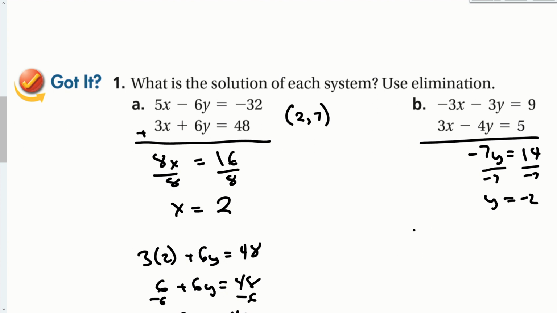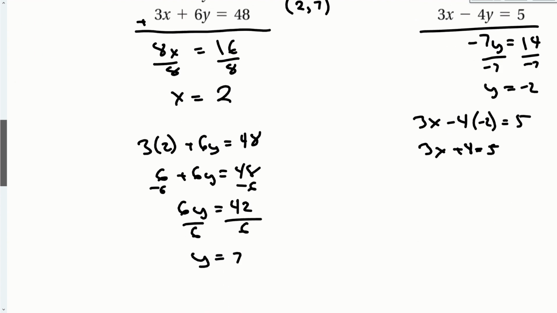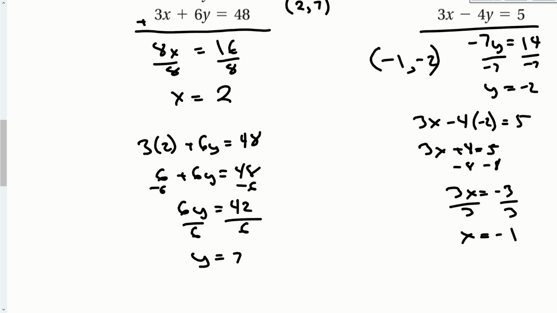Looks a little simpler. 3 times, oops, don't plug it in for x because it is y. 3x minus 4 times negative 2 is equal to 5. Okay, so that's 3x plus 8. Subtract the 8 from both sides. 3x is equal to negative 3, and x is equal to negative 1, which makes the point where these two lines intersect negative 1, comma, negative 2.